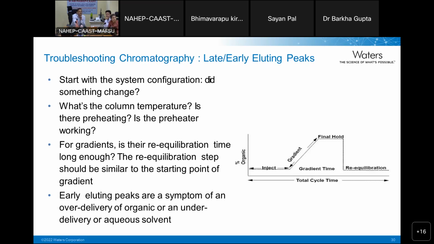Early eluting peaks are a symptom of over delivery of organic or under delivery of aqueous solvents. If your peaks are eluting earlier than expected, then it could be organic is going more into the column. That could lead to early eluting peaks.